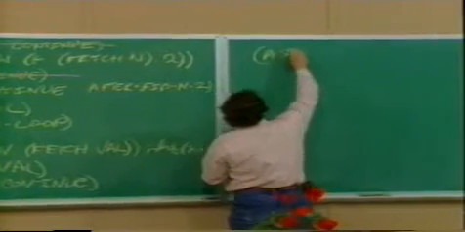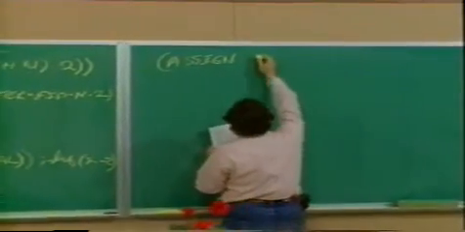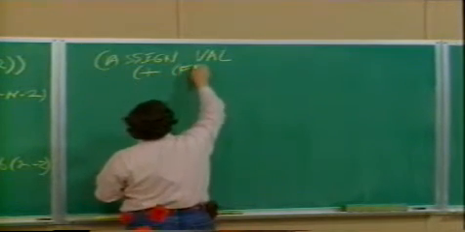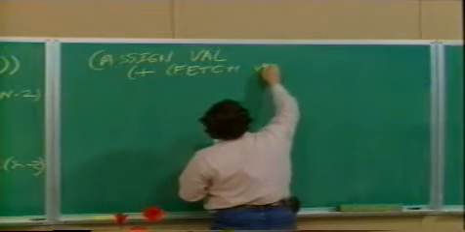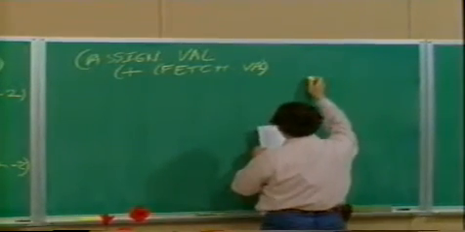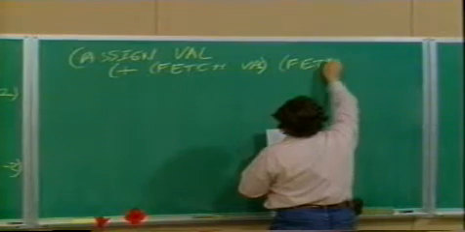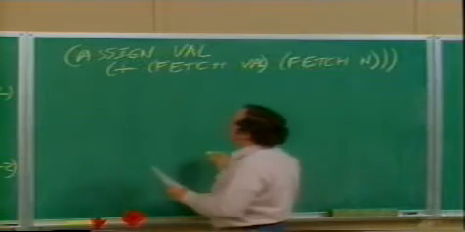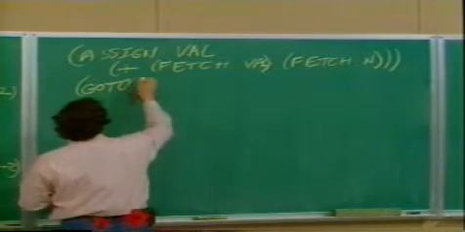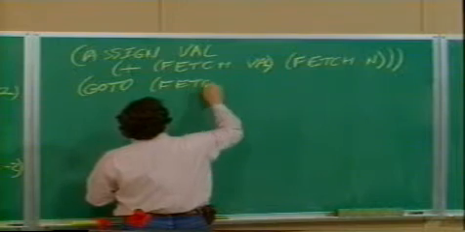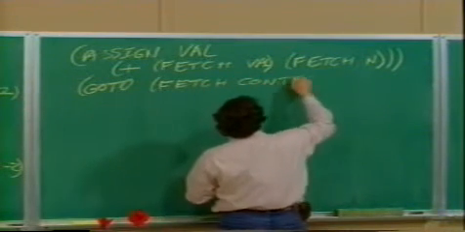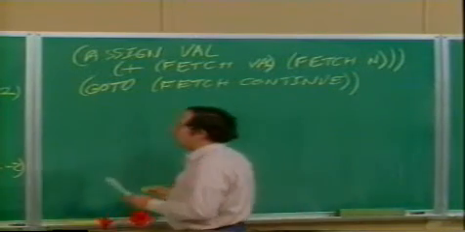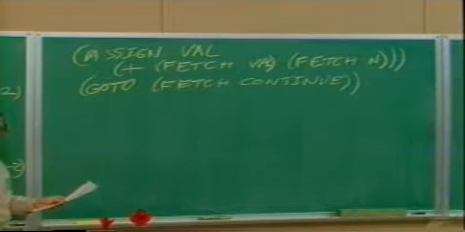Assign to val the sum of fetch val and fetch of n, and go to continue. So now I've returned from computing Fibonacci of n.